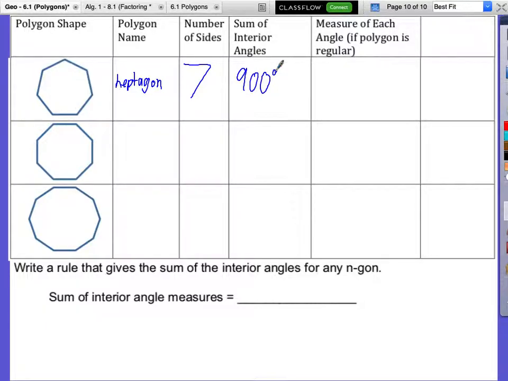Okay. How do we figure out the measure of each angle if it's regular? 900 divided by 7. That would end up being about 128.6 degrees. Approximately 128.6. That's the one we had around. So, okay, I was way off.